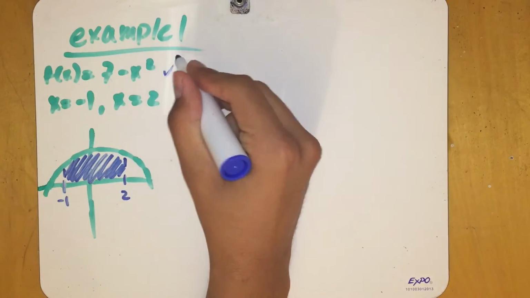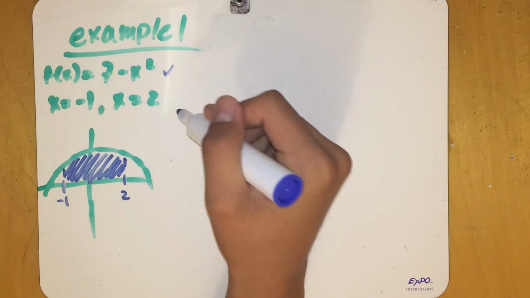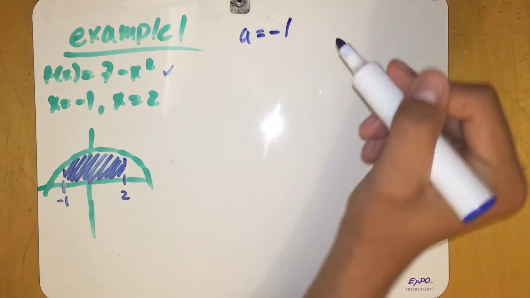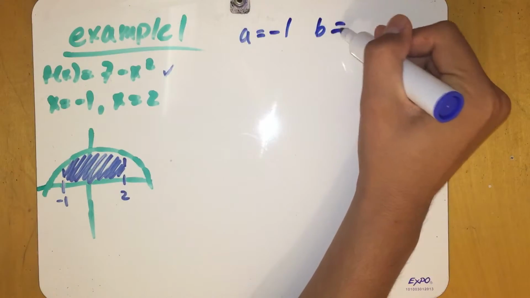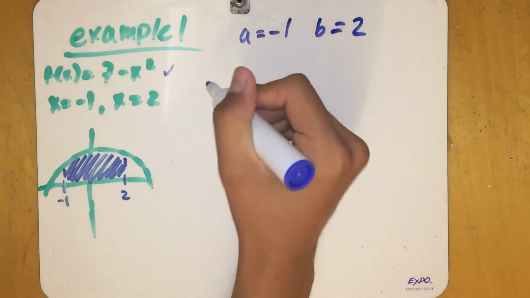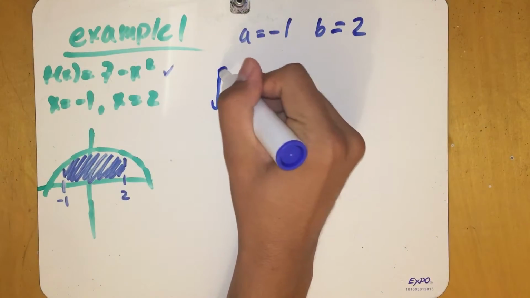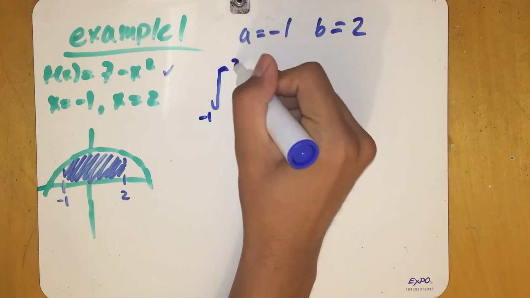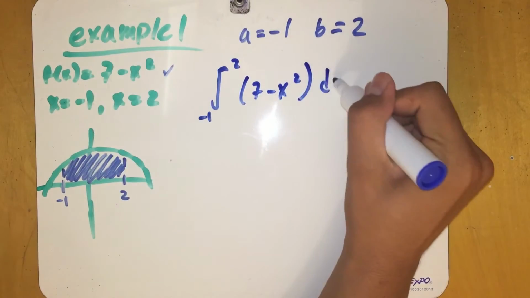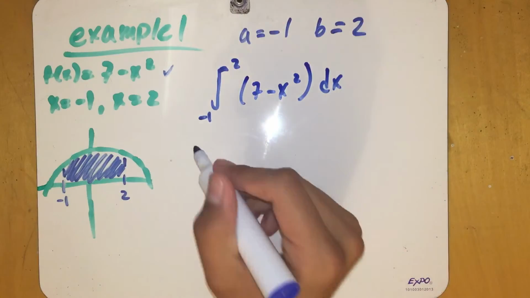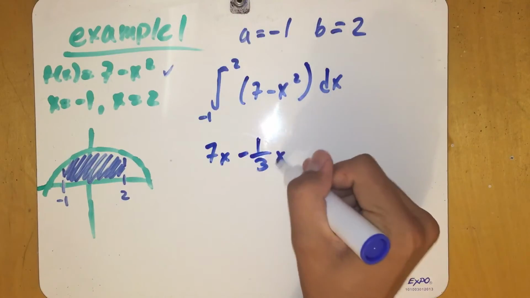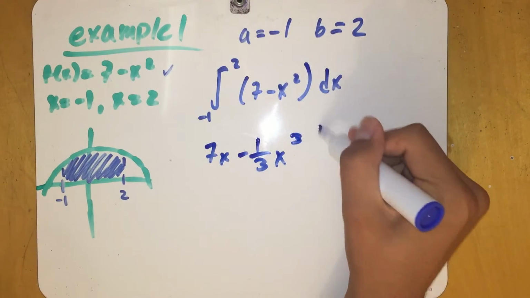So we have our f of x, and then we have x equals -1 and x equals 2. Your a is going to be the lowest number, or the one farthest to the left, which is -1, and your b is going to be the farthest to the right, in this case 2. So now that we have that down, we just take the integral from -1 to 2 of our f of x, 7 minus x squared dx, and then you should get 7x minus 1/3 x cubed from -1 to 2.